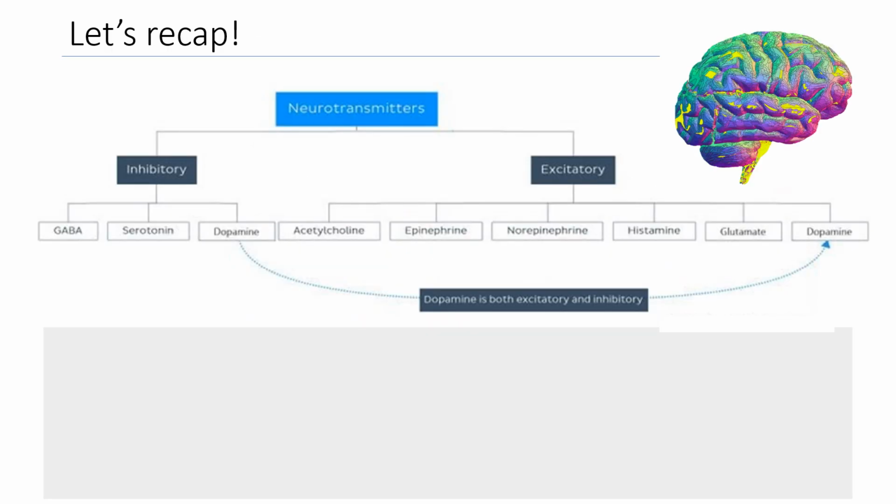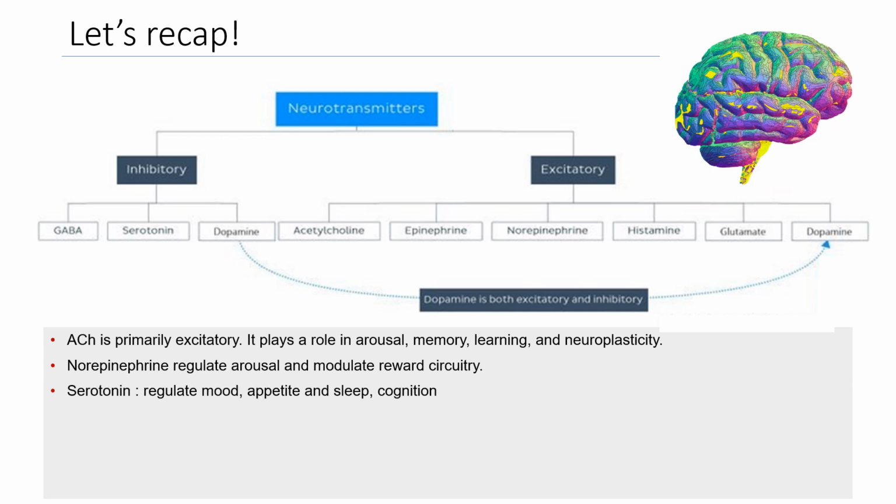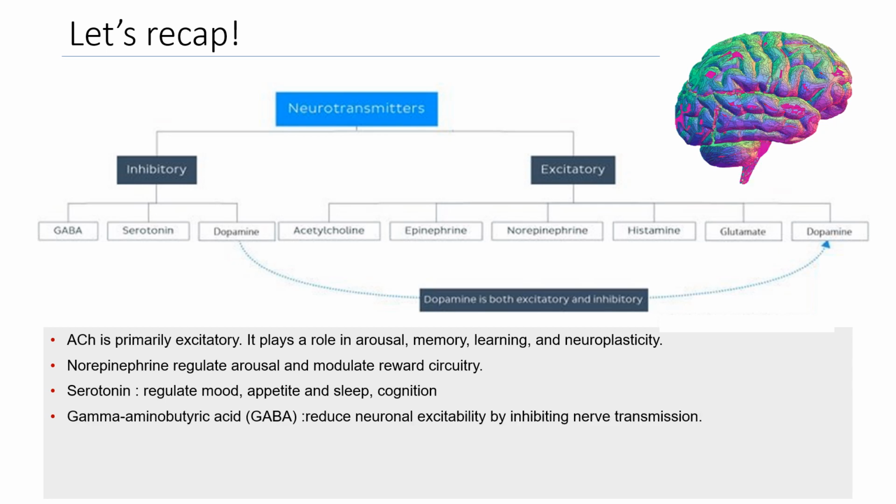A quick summary of what was covered in this video. In the central nervous system, acetylcholine is primarily excitatory. It plays a role in arousal, memory, learning, and neuroplasticity. The major function of the central norepinephrine system is to regulate arousal and modulate reward circuitry. Humans need serotonin to regulate mood, appetite, and sleep, and it also plays a role in cognition such as memory and learning. Gamma-aminobutyric acid, or GABA, functions to reduce neuronal excitability by inhibiting nerve transmission.